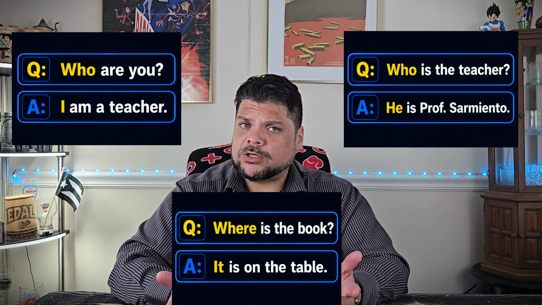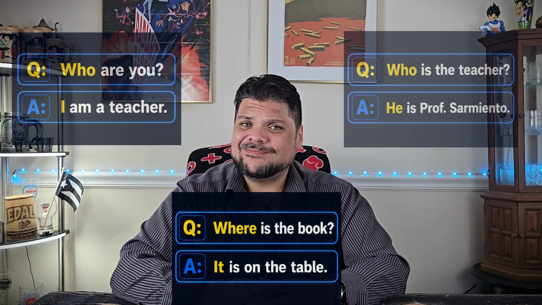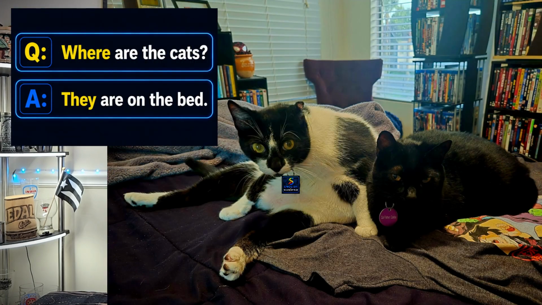And where is the book? It is on the table. And where are the cats? They are on the bed.